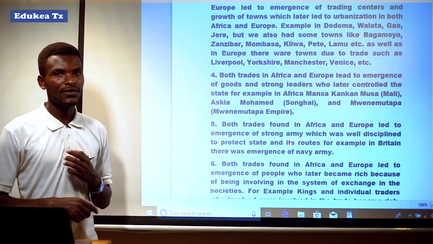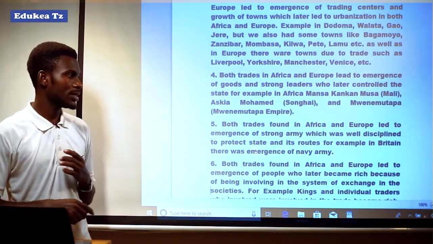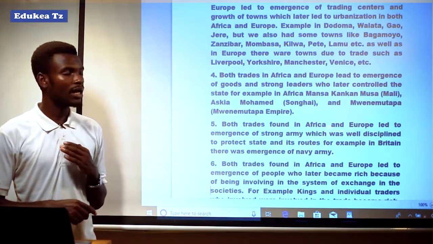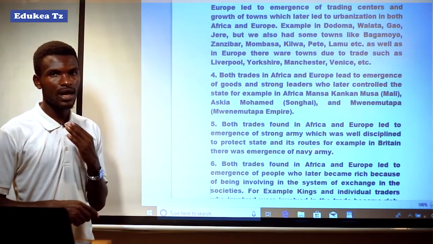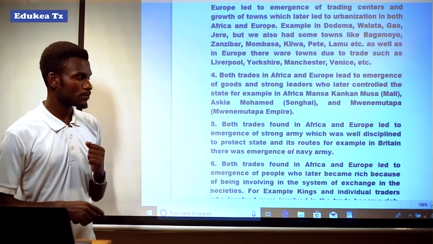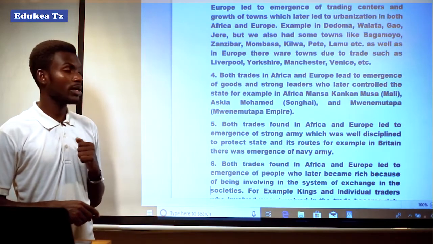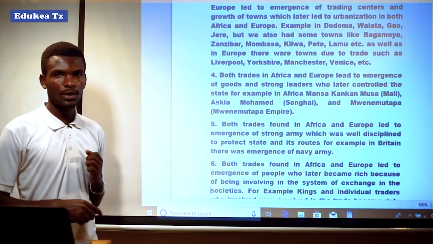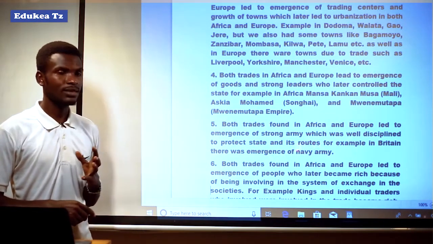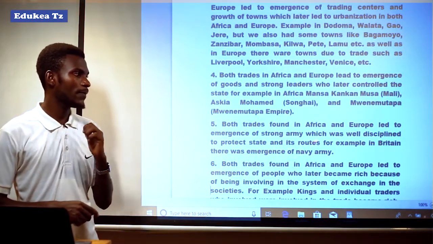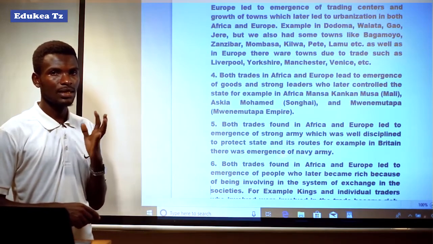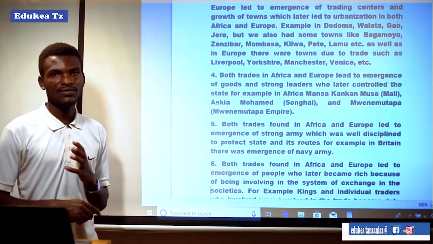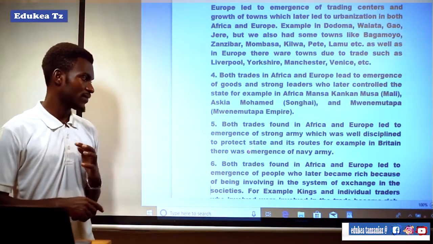As well as in Africa, for example, in the Nyamwezi state, there was an outstanding army established by Mirambo and Nyungu ya Mawe. These armies were responsible for protecting the states or the empire. Even in Buganda, there was the establishment of a strong army responsible for protecting the Buganda kingdom and its territories, as well as expanding and conquering the neighboring states. So this was the result of trading activities conducted in both Europe and Africa.